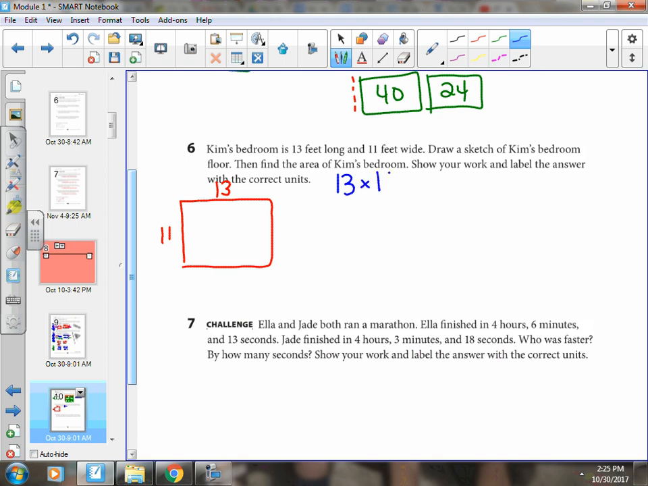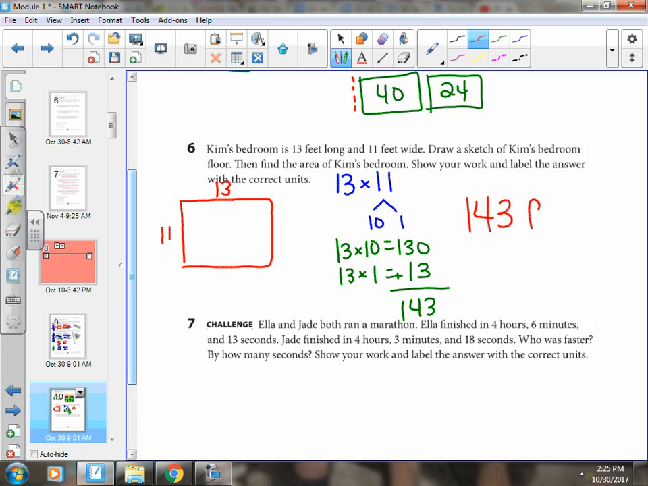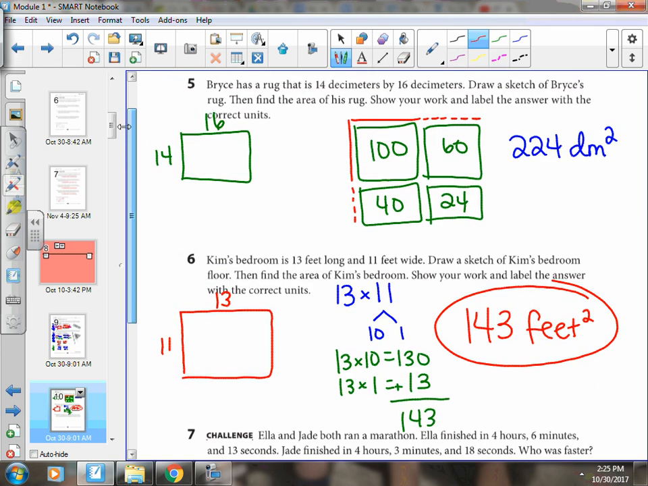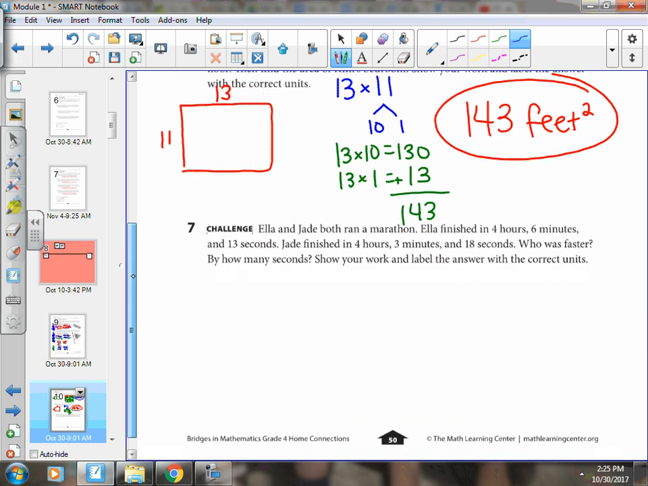Instead of 13 times 11, I'm going to break up the 11 into a 10 and a 1. 13 times 10 is 130, and 13 times 1 is 13. Put them together, and I get 143 for an area of 143 square feet. Remember, when I say area, you say squarea. So notice that for both area problems, they need to be labeled in square units. Square decimeters, square feet, square inches, square miles.